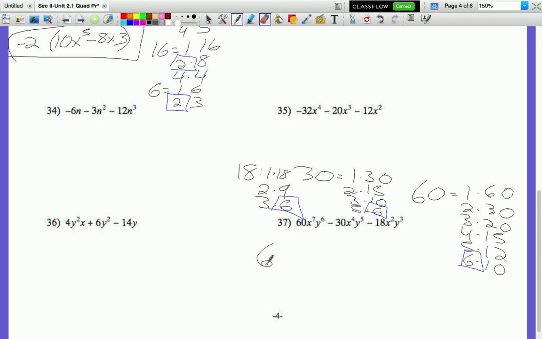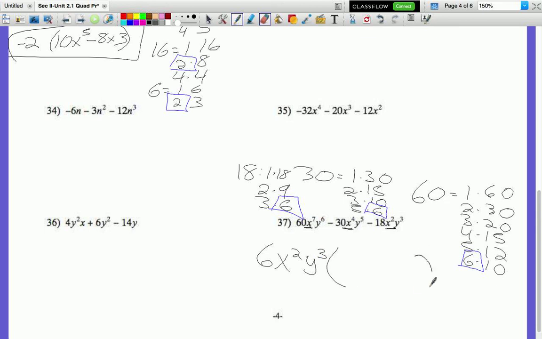Now we look at variables. Do they all have x's? Yes, every term does have an x. How many do they have? Well, the first one right here has 7. This one has 4, and this one has 2. So the most that they all have in common is 2 x's. We're going to pull out an x squared. Y, let's look at the y's. Y to the 6th, y to the 5th, y cubed. The most that they all have is y cubed.